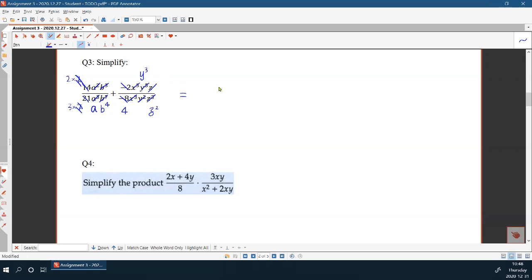So the result would be 2/3AB to 4 times plus Y to 3 times and 4Z twice. Right? Any questions? No? Okay, let's see the next one.